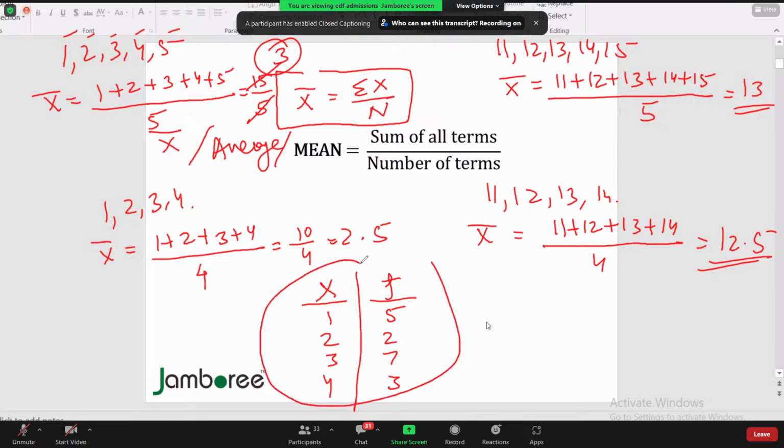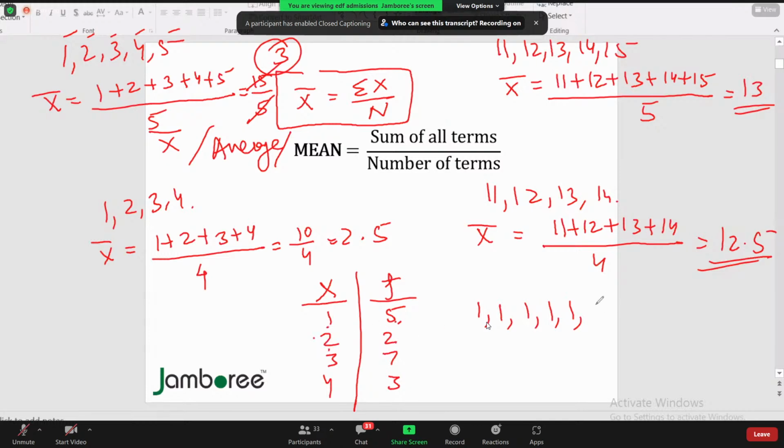Understand it this way: 1 has a frequency of 5, which means 1 will appear 5 times in this series. If I write it in the individual format, 1 will come 5 times: 1, 1, 1, 1, 1. That is 1, 2, 3, 4, 5 times.